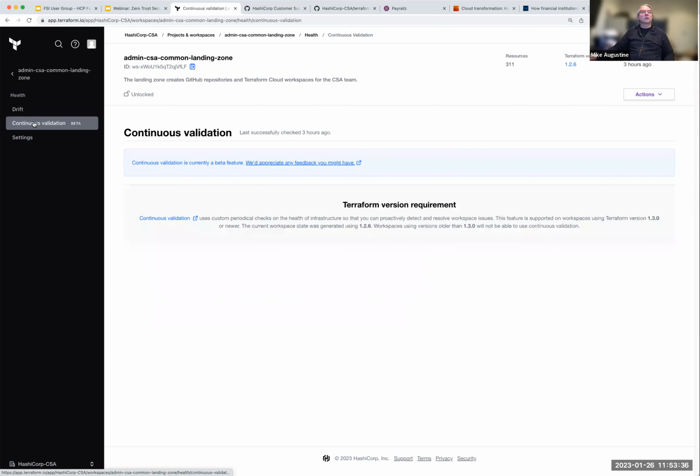We also have continuous validation. This has been in a beta mode, but it is continuing to improve. It is the ability to check other aspects of the workspace, even to the point of whether there are credentials involved, like tokens or certificates, that are not going to be valid the next time I run this. This is all part of this workflow that we are enhancing.